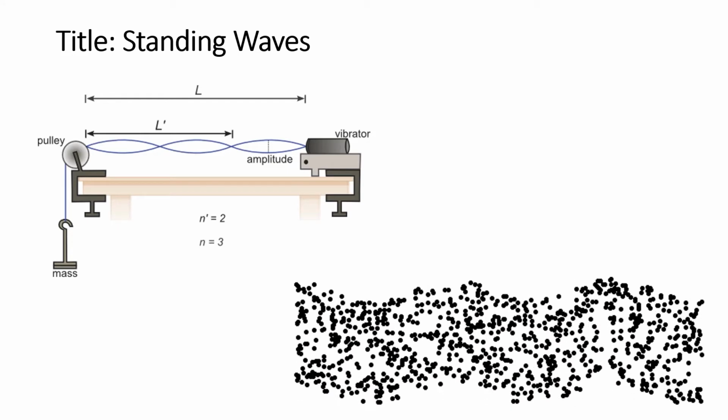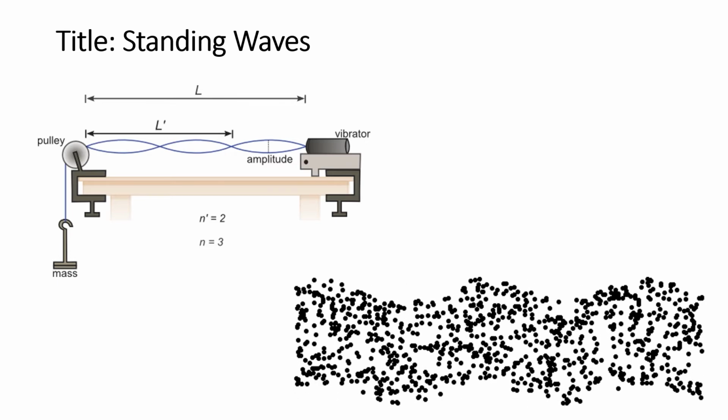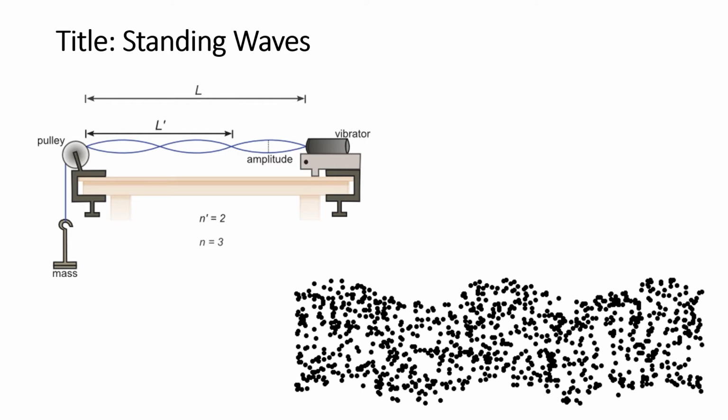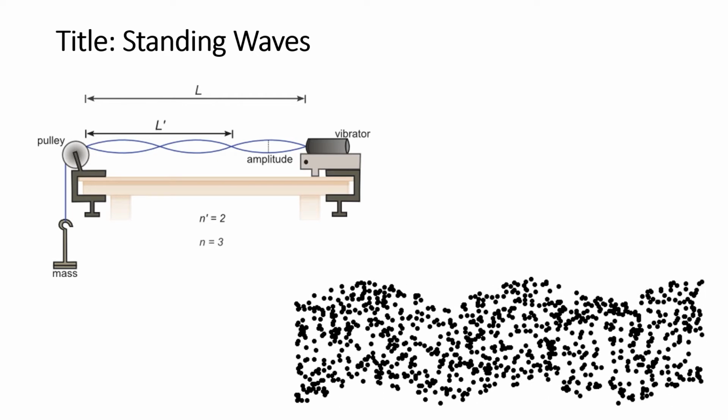Hello. Today we're going to be talking about standing waves, also known as stationary waves. We'll start by reminding you what a progressive wave is, and then contrasting it with the standing wave. Then we'll talk about some of the features of the standing wave, such as nodes and antinodes. And finally, we'll explain how the standing wave is formed.